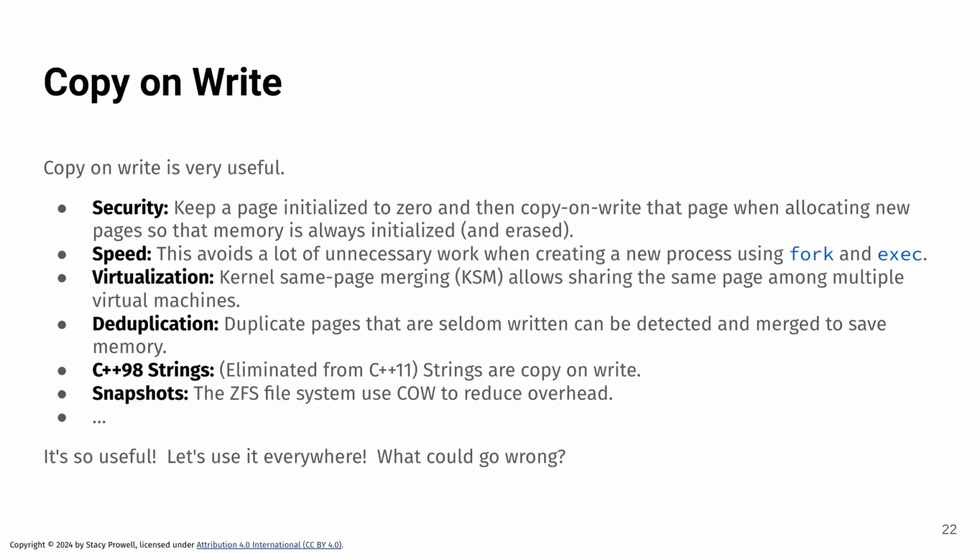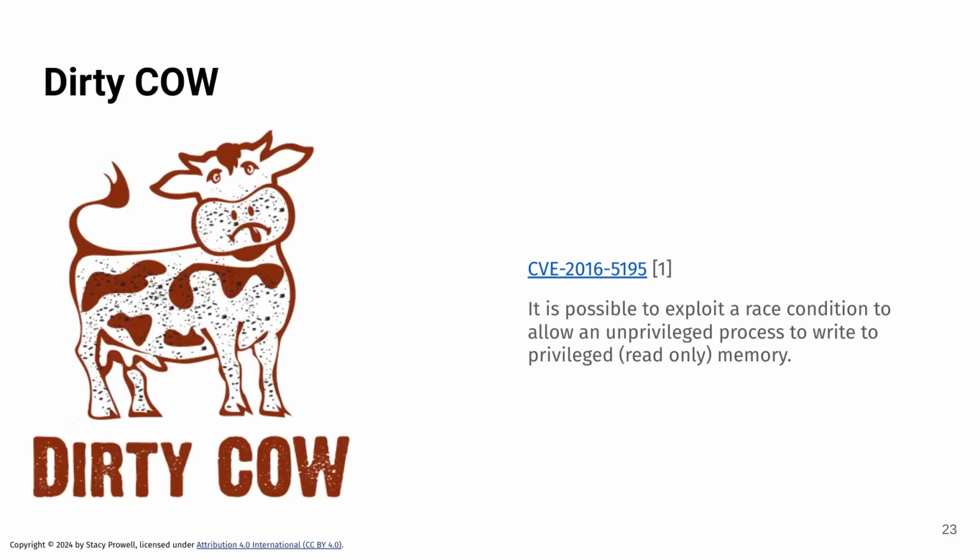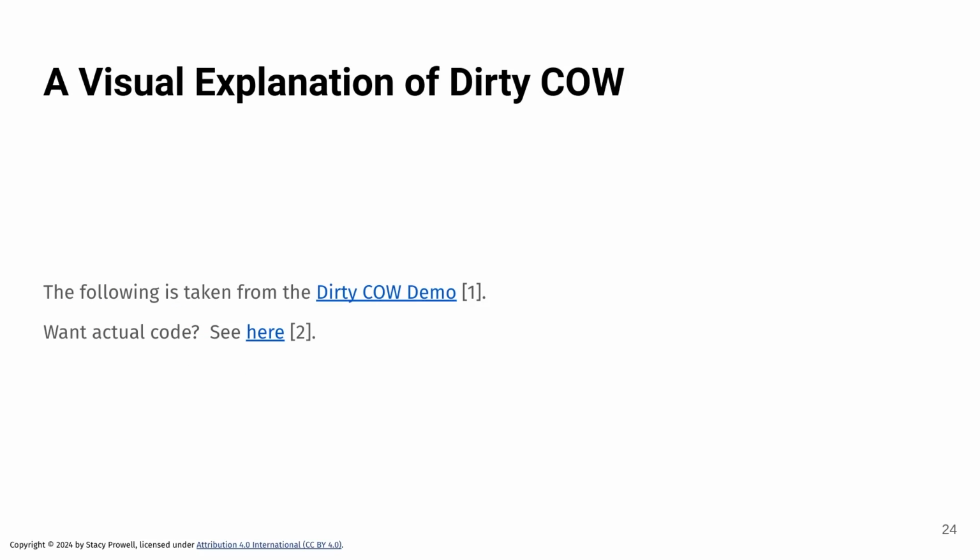It's a good technique. What could go wrong is CVE-2016-5195, where we discover it's possible to exploit a race condition. Remember those? Remember race conditions? Bet you thought I forgot about race conditions. It's possible to exploit a race condition to allow unprivileged processes to overwrite read-only memory. And that's bad. That turns out to be a bad thing. Okay, let's see how that works.